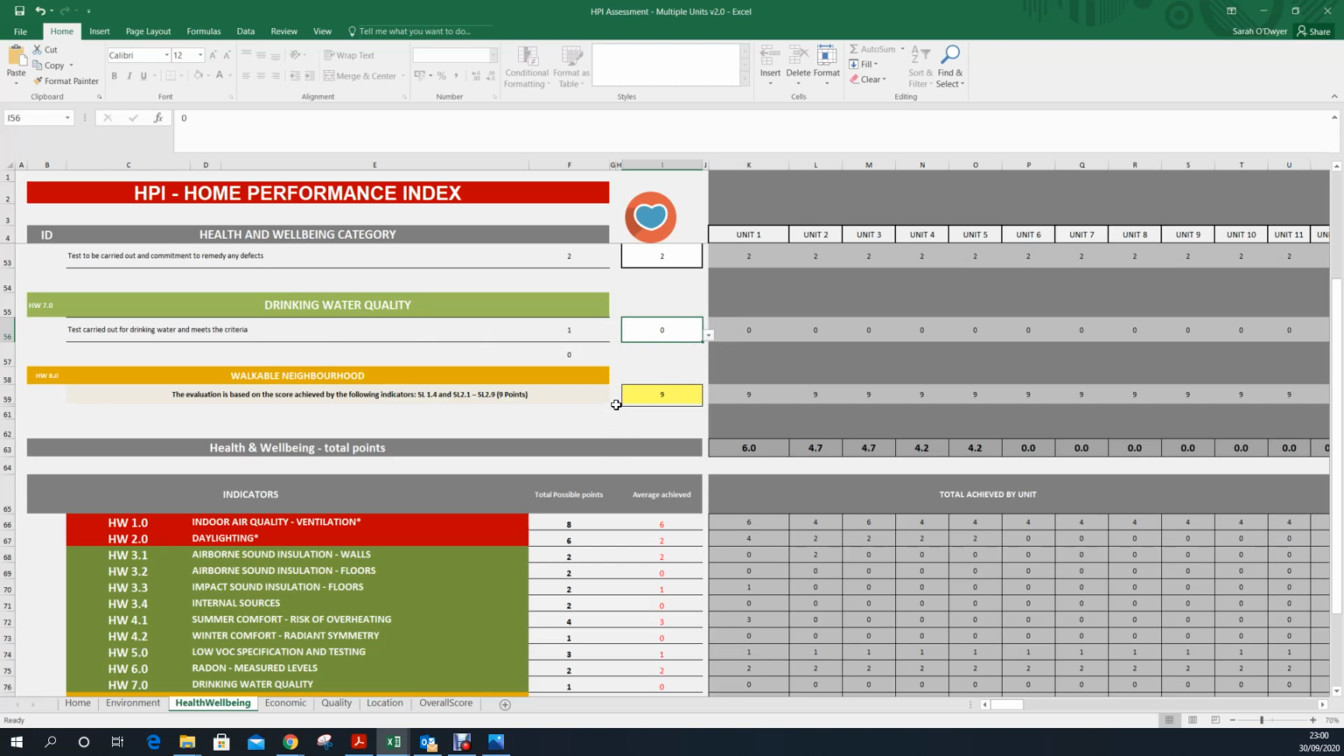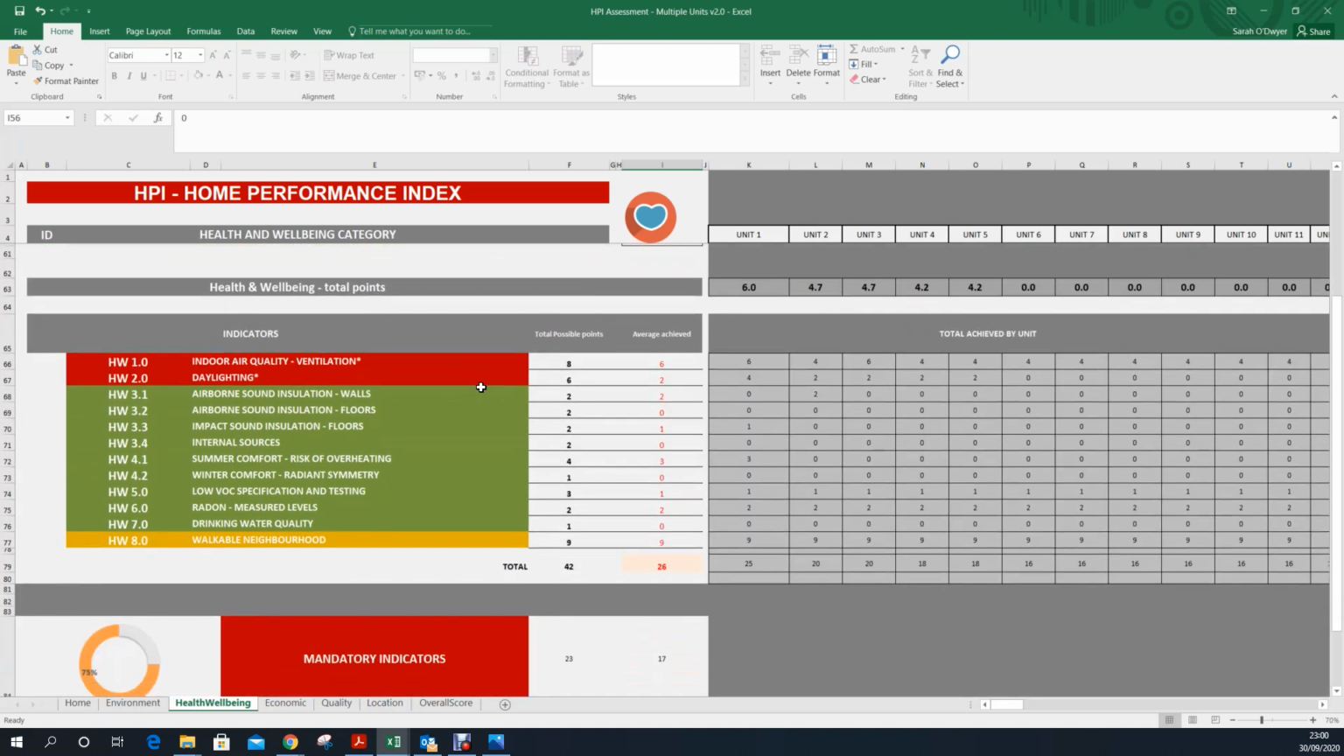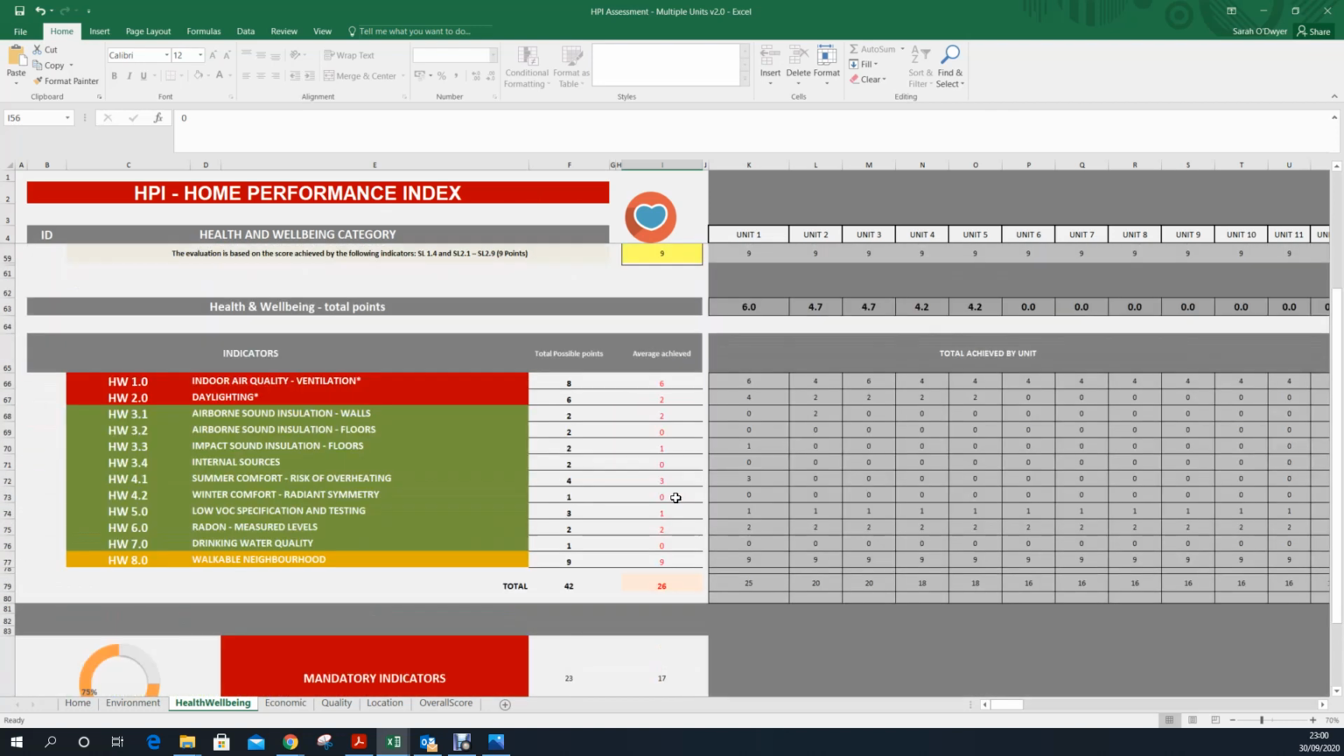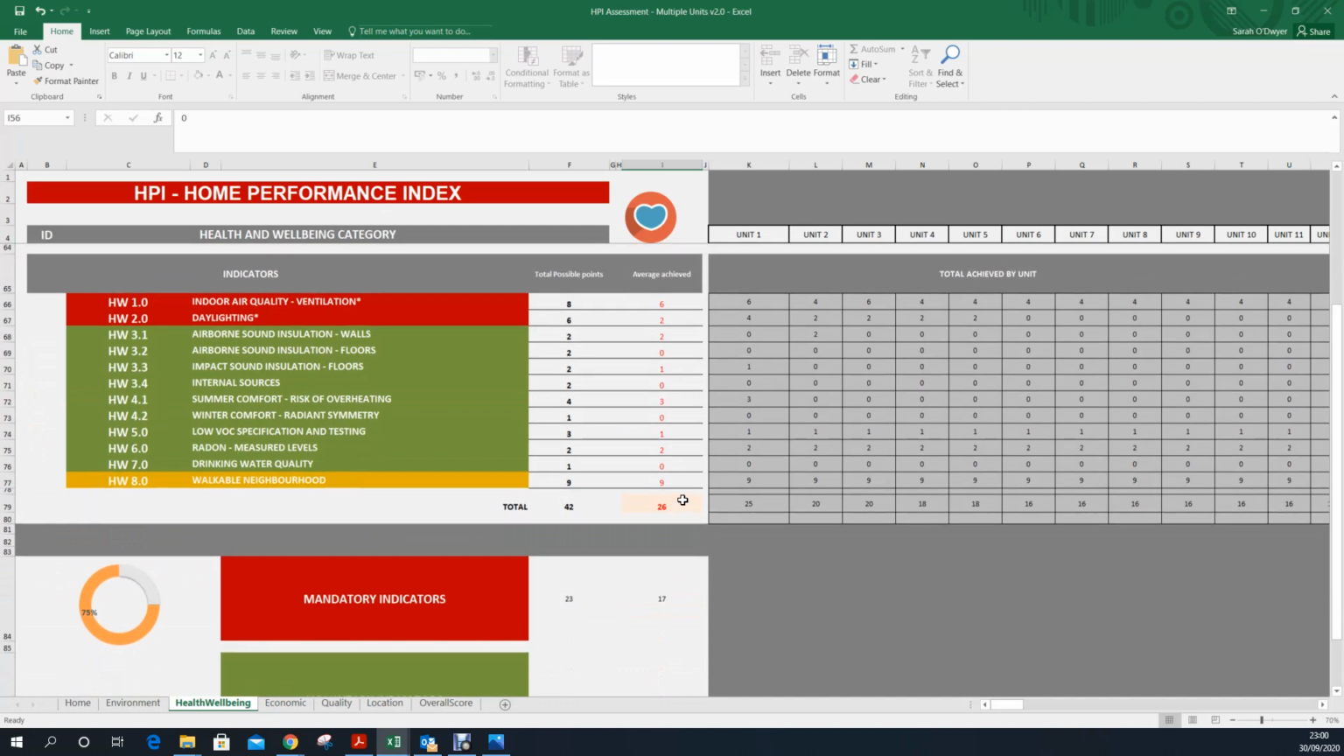So then the walkable is the one that's assessed under location again. Similarly, we have the total points possible and what's been achieved. So we're coming in at roughly half there.